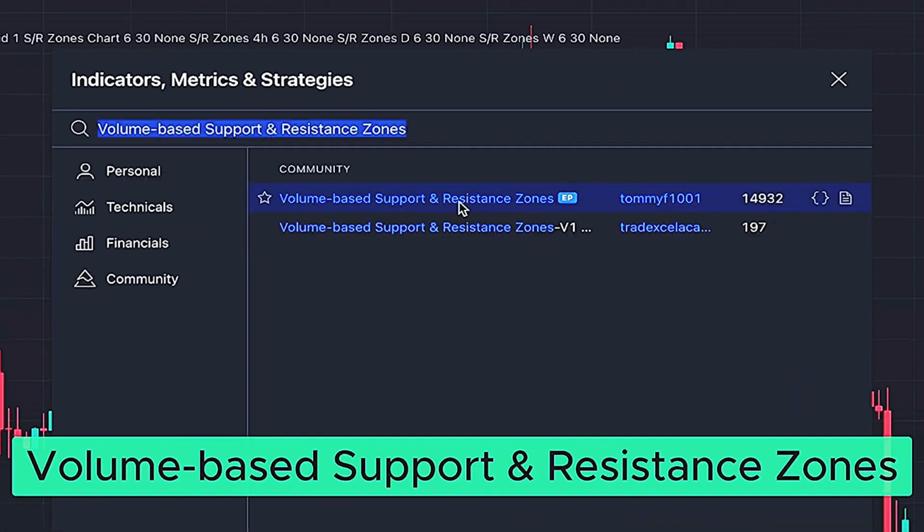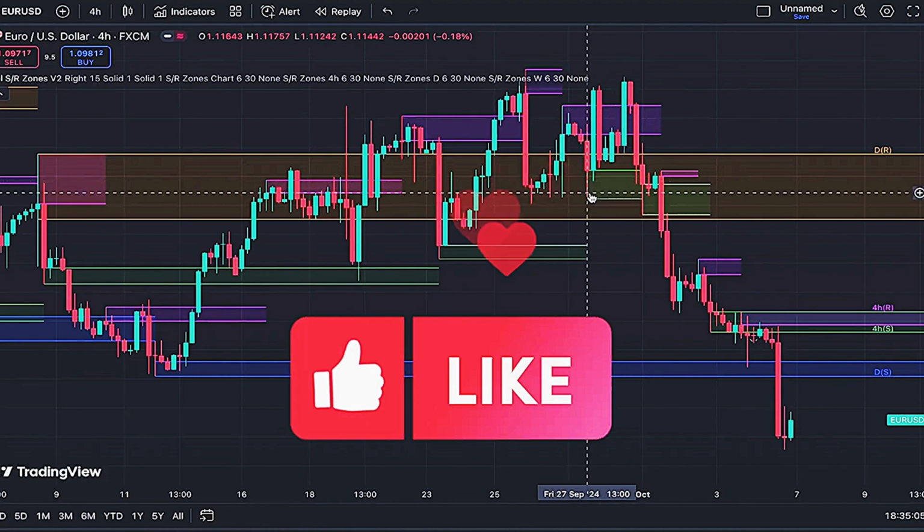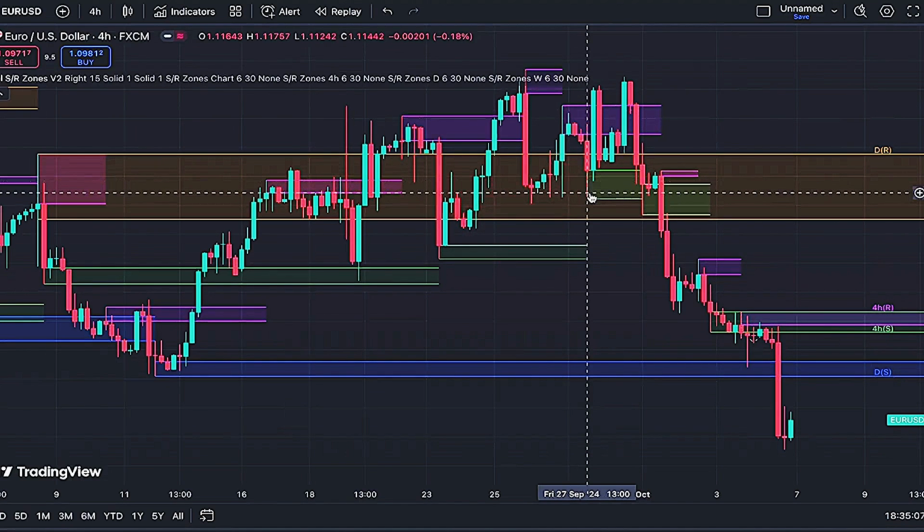This one is an editor's picks indicator written by Tommy F1001. This indicator is one of the best support and resistance indicators that you can find on the TradingView platform. It calculates the support and resistance zones based on high volume at fractal lows or fractal highs, and this helps you to identify levels that are more significant. In other words, it helps you to identify levels that market participants showed more reaction to.